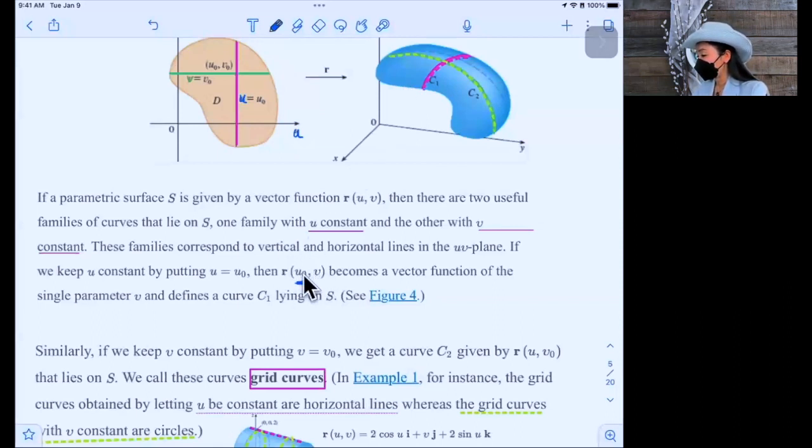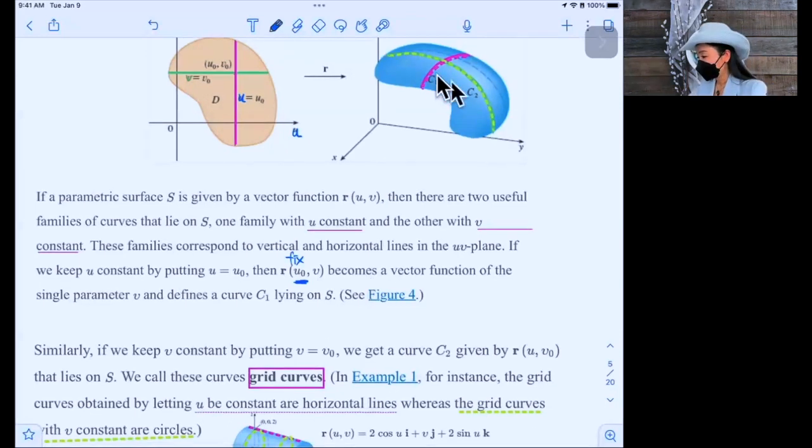What happened to this vector function? The first component is going to be fixed, so it only depends on the second parameter, this v over here. Basically, it is a vector function of a single parameter v, because the u is fixed. So it only depends on v. As v changes, it's going to trace out this curve right here.